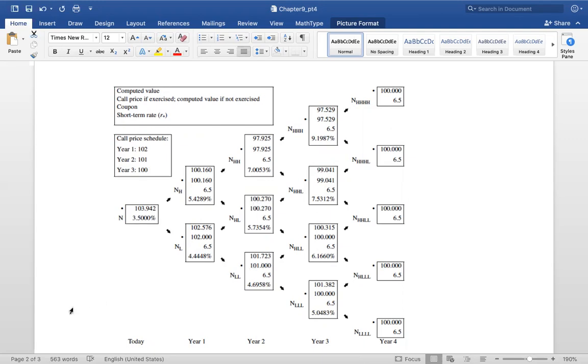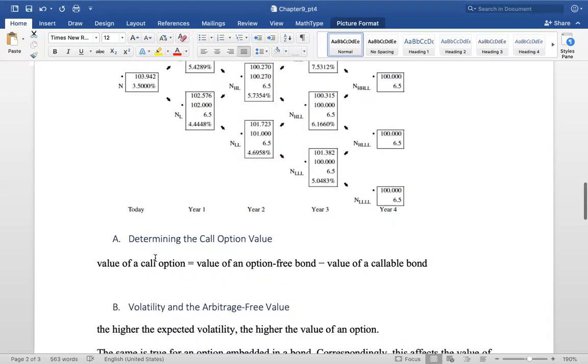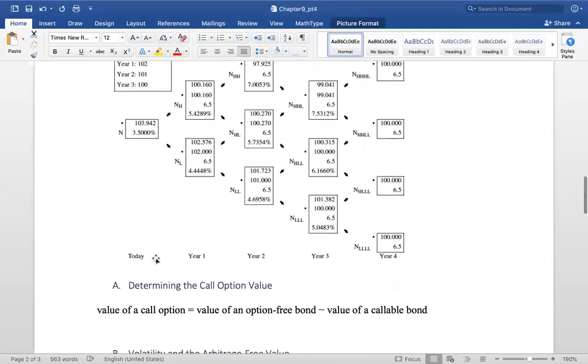And now with the call schedule in this way, the price is 103.942. So this is how we typically or simply value a bond with an embedded call option. And if we want to calculate the value of the call option, what we need to do is just consider the value of the option-free bond and deduct the value of the callable bond.